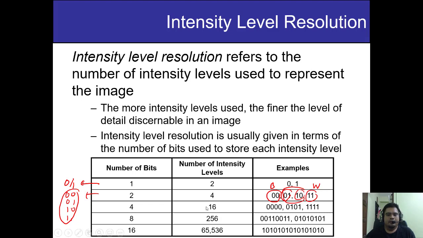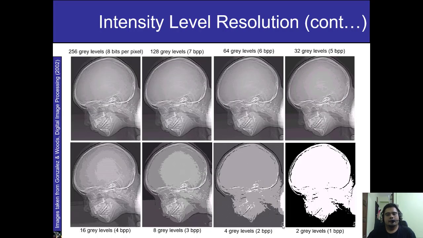With 4 bits, how many levels do you have? You have 16, or 16 possible colors, from 0000 to 1111. 2 bits give you 4 level colors. And then 8 bit, again you have 256 level colors. And 16 bit, one example of which is the CT scan, can have 65k levels of color. Okay, this is the effect if you are changing the intensity level resolution.